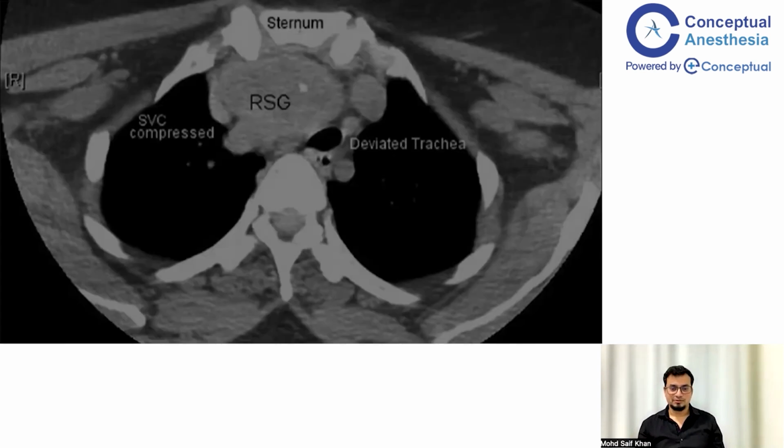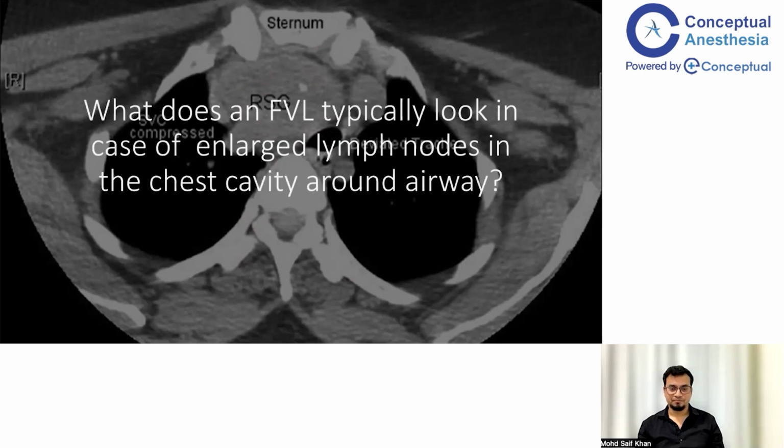Now look at this. This is a CT scan of a patient in which there is a retrosternal goiter in the mediastinum. This is your sternum. This black thing is lung. There are ribs. All right. And this is your trachea, which is deviated by the retrosternal goiter. So what happens in retrosternal goiter? There will be intrathoracic obstruction of the airway. So what does an FVL, that is FV loop, typically look like in case of enlarged lymph nodes or retrosternal goiter in the chest cavity around the airway?